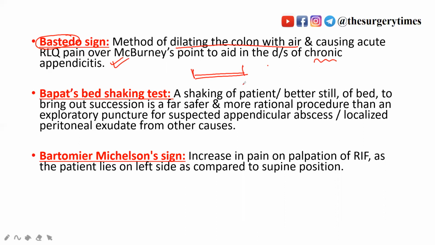And if the pain is aggravated, it indicates there is presence of appendicular abscess or localized peritoneal exudate from other causes, like other causes of peritonitis. Next is Bartomer Michelson sign. Increase in pain on palpation of the right iliac fossa. Pain increases on palpation of the right iliac fossa in left side or left lateral quadrant, then supine. Left recumbent position, then supine position.